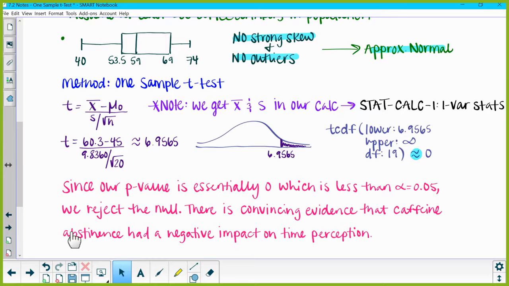I do feel like the hypothesis test gets favored at this point in the year because you've done it more than you've done confidence intervals at this point. Okay, let's go ahead and look at our second example.